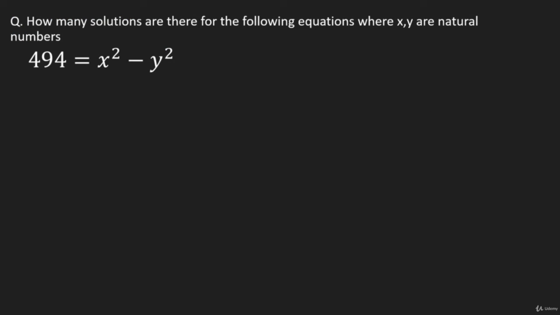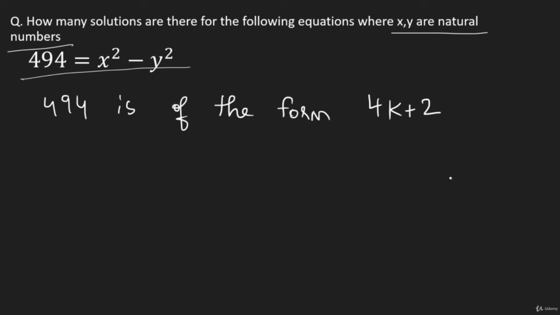Let's do this question. How many solutions are there for the following equation where x and y are natural numbers, right? Now 494 is equal to x square minus y square. Now you can see that 494 is in the form 4k plus 2, right? So there will be no solution for this. So the answer is 0.